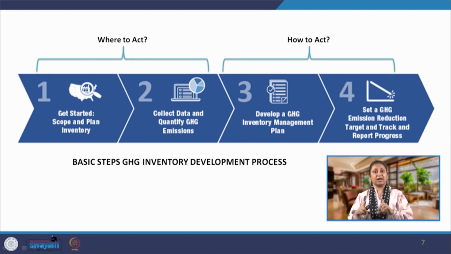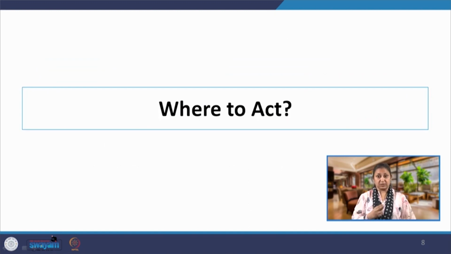Once we have the data and the inventories in place, we will know how to manage those inventories, and then we set a GHG emission reduction target. So, from the baseline year which we had discussed to the target year, how much the reduction should be will come in this step 4, once we know how to manage the inventory. So, these are the 4 basic steps. Now, let us begin with the steps one by one.